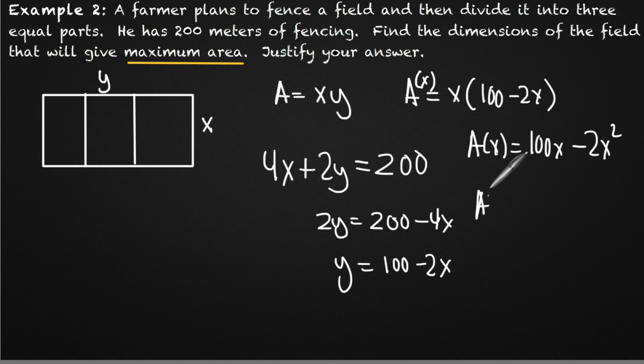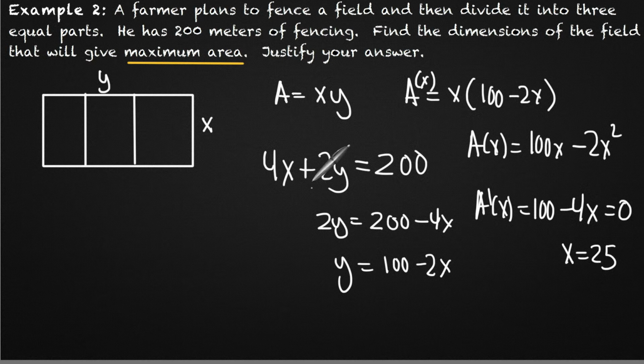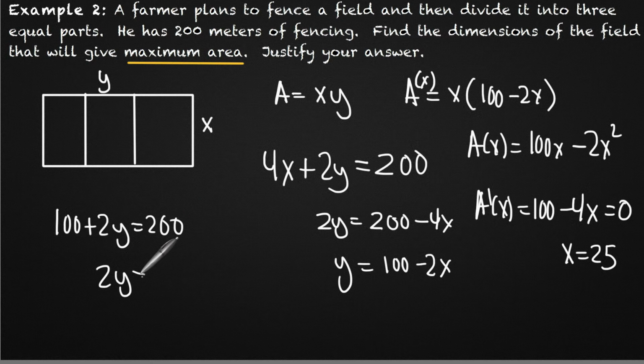So A prime of x is equal to, the derivative of 100x is 100, minus 4x. We're going to set that equal to 0 and we get x equals 25. Go ahead and plug that back into here. So 4 times 25 is 100, so 100 plus 2y equals 200. 2y equals 100, y equals 50, piece of cake.